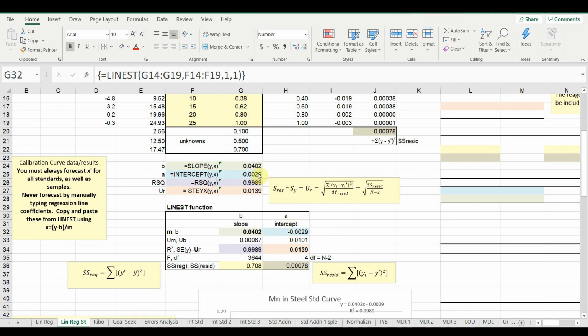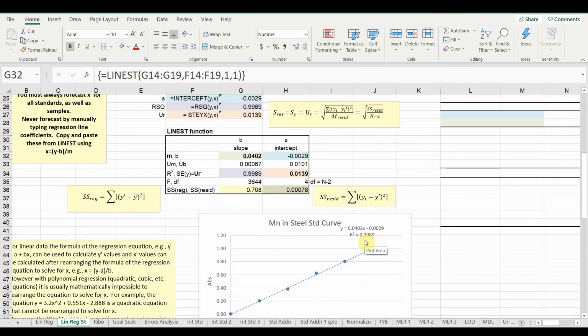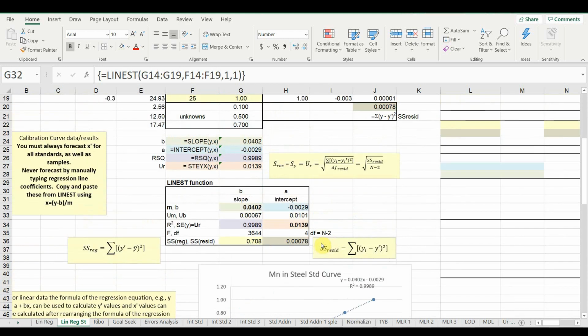Now notice here that I've interchanged the notation, as is so commonly done in statistics. The equation of a straight line is y is equal to bx plus a. It's also mx plus b. So if there's any confusion, just always check your regression plot and you'll see which value is the slope and which is the intercept. Also, we see the r-squared value, same as we got from the RSQ function, and the standard uncertainty of the regression.